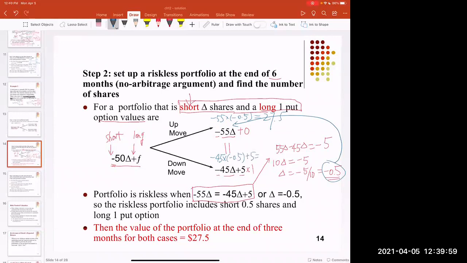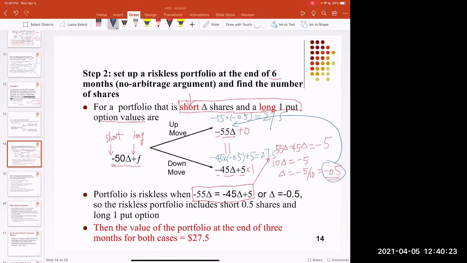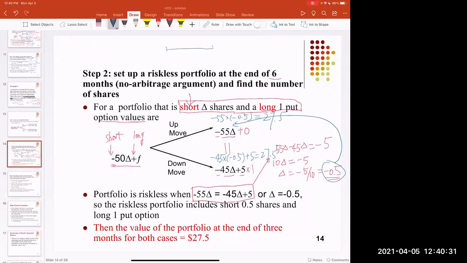What is the value? 27.50. Yeah, that's the same number, right? Yes, that's correct. So we basically set up, we create the portfolio. It's a riskless portfolio, and the portfolio will have the same value, which is expected to pay off 27.5, no matter if the stock price goes up or down.